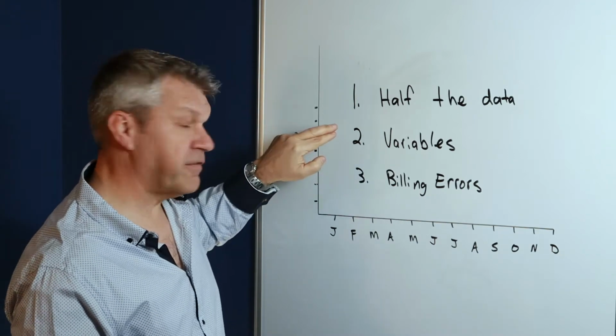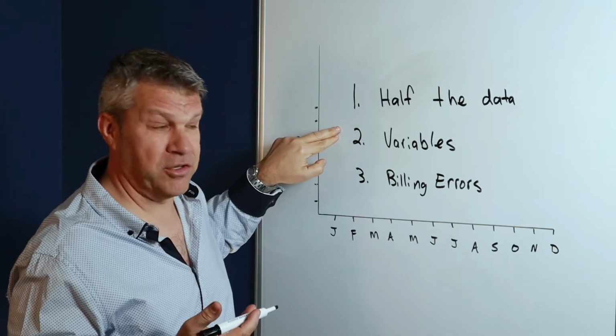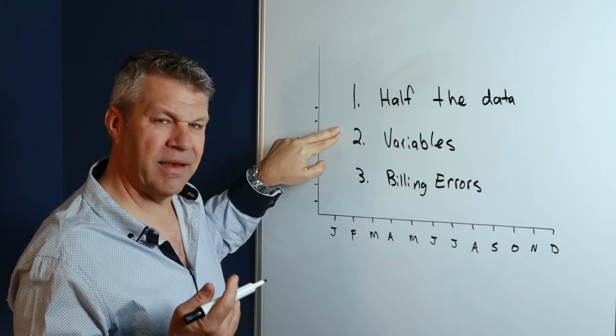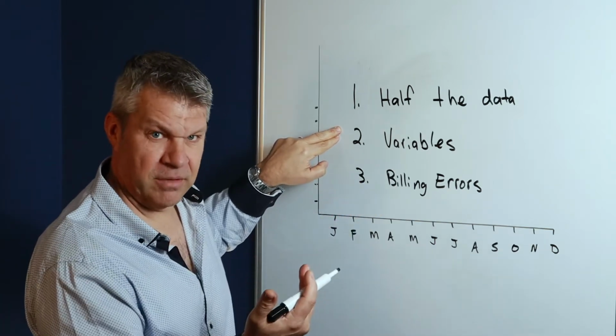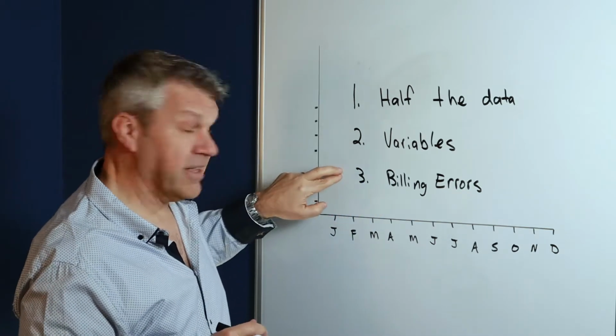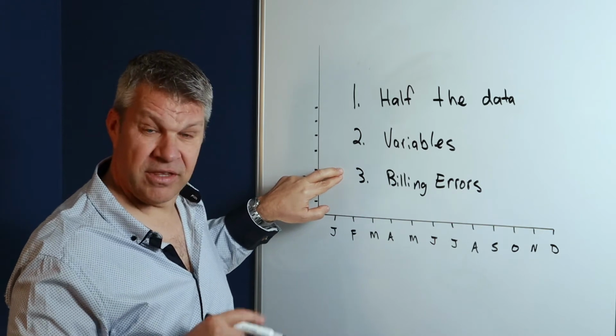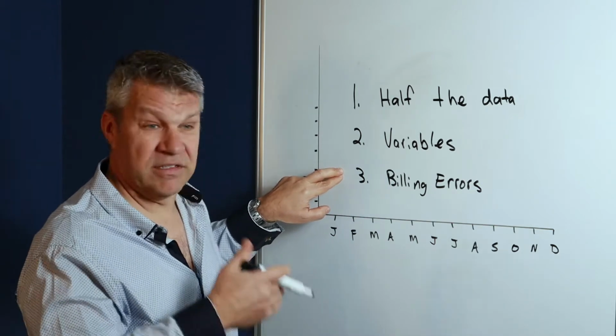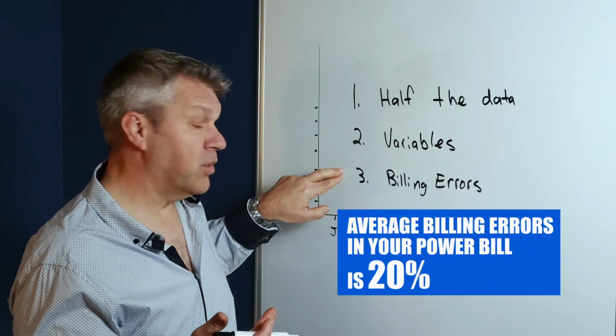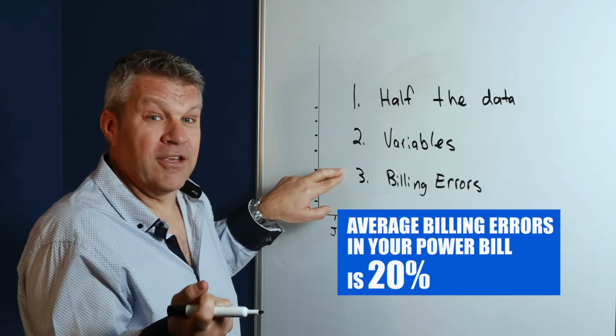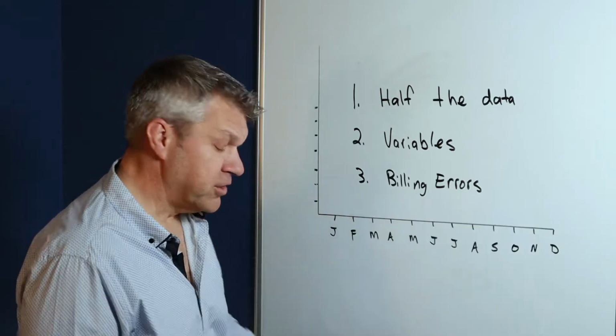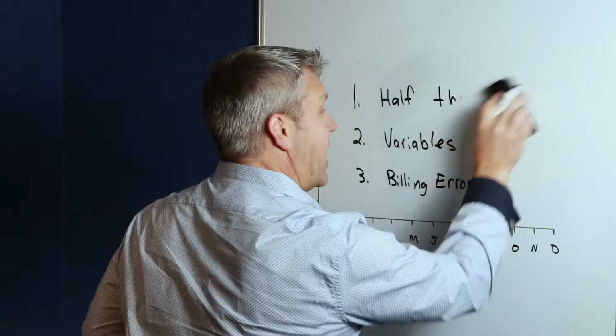The second is there's variables in your building that you're not measuring, and if you're not measuring them, you can't measure their effect on your consumption. That's a problem. And the last is the billing errors. The average in the industry for billing errors is somewhere around 20%. So you don't even know that the data you start with is accurate. So let's talk about how that affects your analysis.